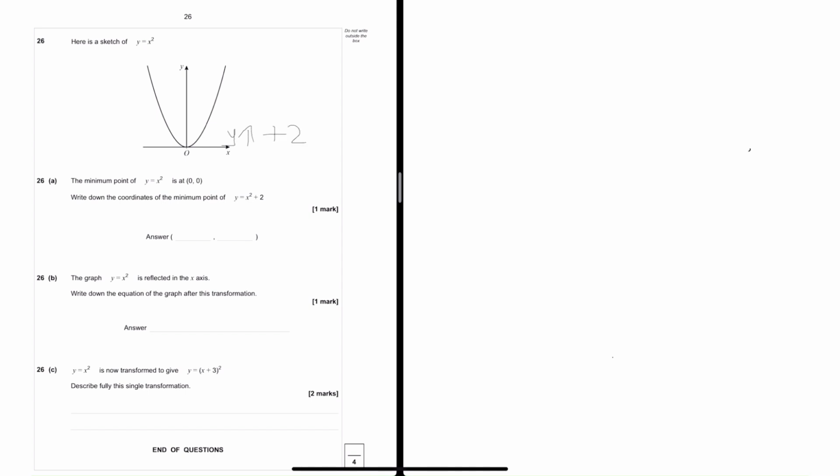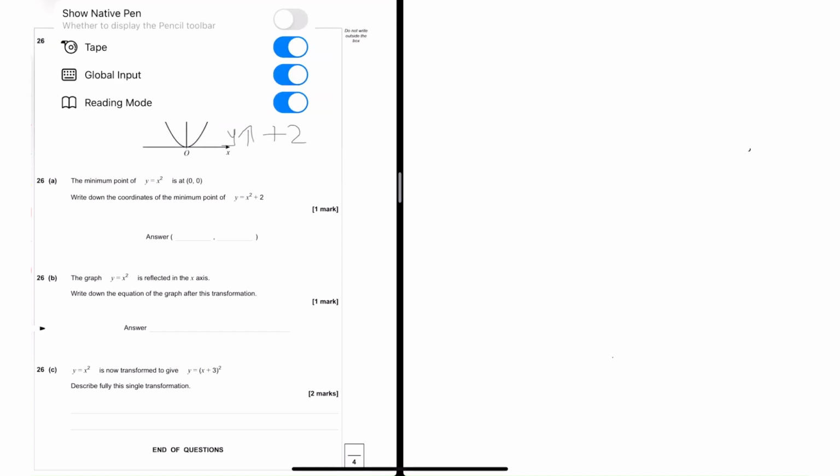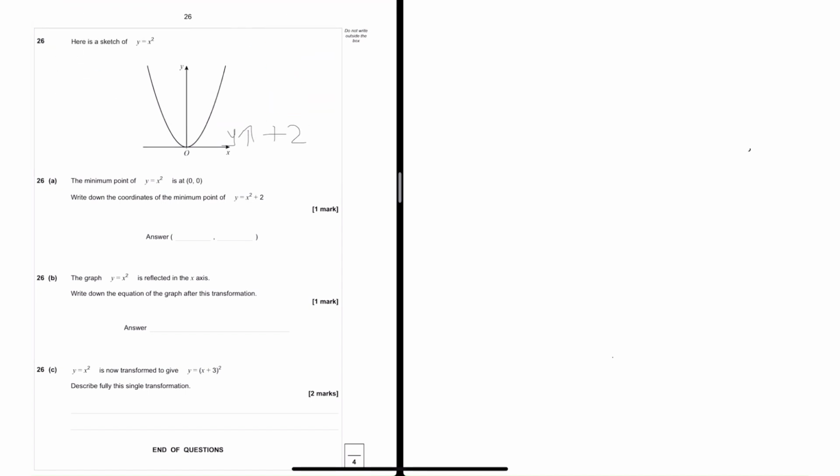So I'll just write y. So it's just going to shift the graph up by 2 in the y direction. So what that means is that our x coordinate is going to stay the same, it's going to be 0, but when y was 0, y is now going to be 2.